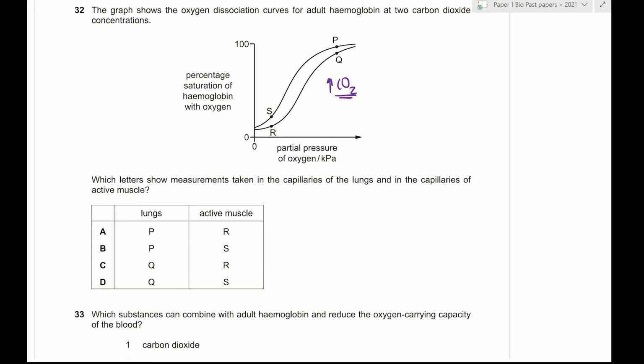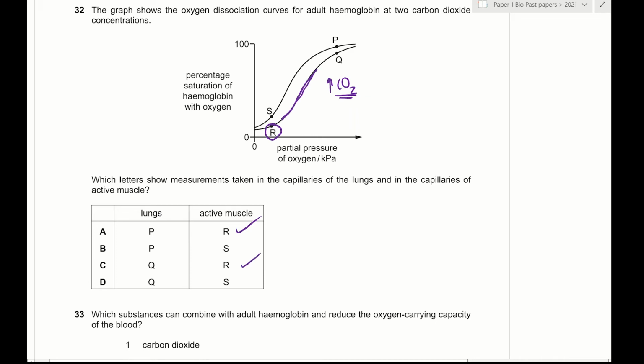Therefore, we know that the active muscle has the highest concentration of carbon dioxide and the least saturation of hemoglobin with oxygen because it uses up the most oxygen. Therefore, we know that R to Q is going to be the line of active muscle, and the answer is going to be R for active muscle.